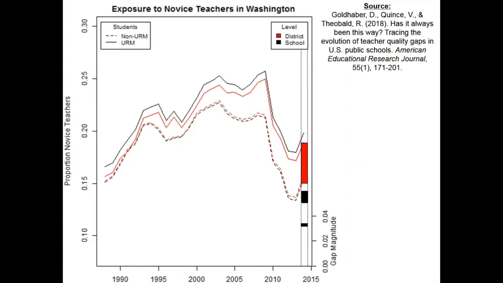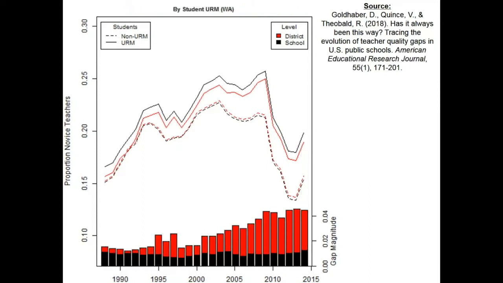In the paper, we simply drop these two sets of bars down to the bottom of the figure and look back over time to see how both the magnitude and sources of these teacher quality gaps have changed over time. The interpretation of this figure is that teacher quality gaps with respect to novice teachers have grown over the past several decades in Washington, and almost all of this growth is due to increased inequity across different districts in the state, rather than increased inequity across different schools within districts.